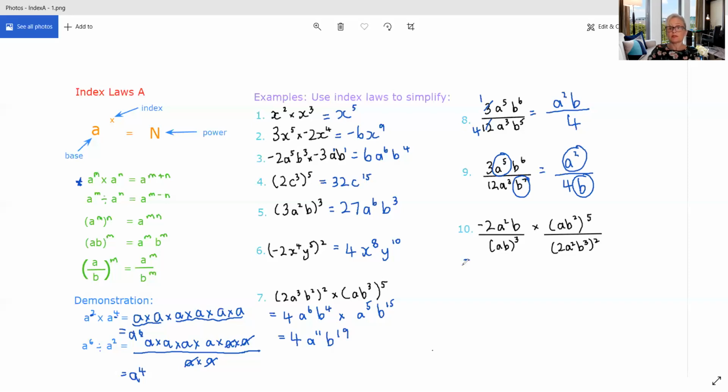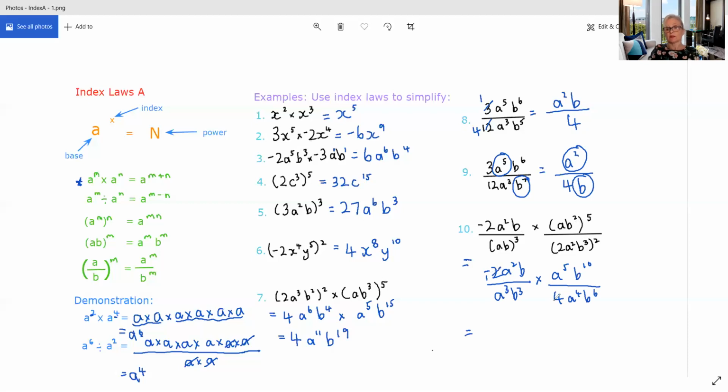Okay, last one for this video. So that obviously doesn't need to have anything done to it. Bringing in our a cubed to each bit. Bringing in our power 5 here. B squared to the 5th is b to the 10th. We're going to bring our squared in. Tidying up a little bit.